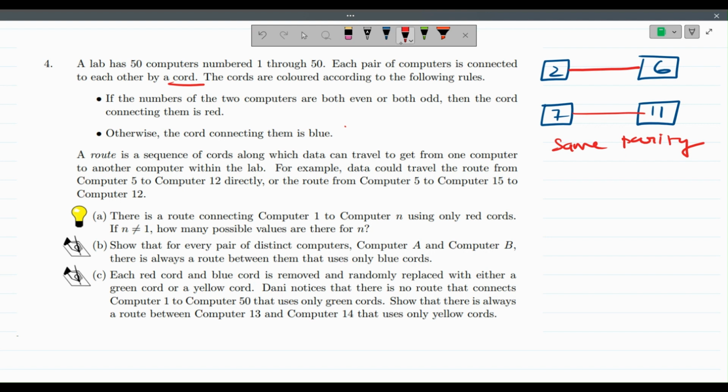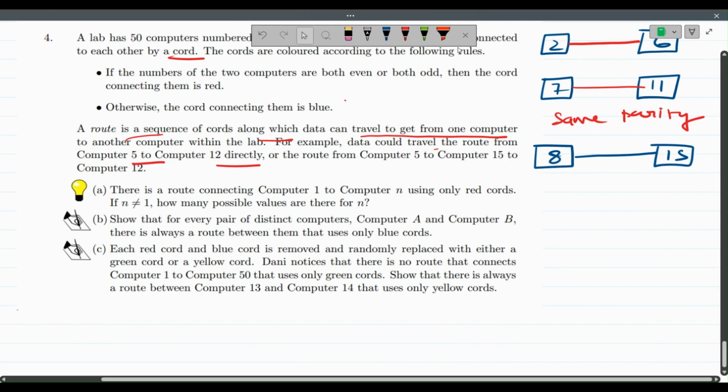Or if one is even and one is odd, let's say computer number 8 is connected to computer number 15. So we can see one is even, the other is odd, then they will be connected through the blue cord. A route is a sequence of cords along which data can travel to get from one computer to another. So data could travel from computer 5 to computer 12 directly.